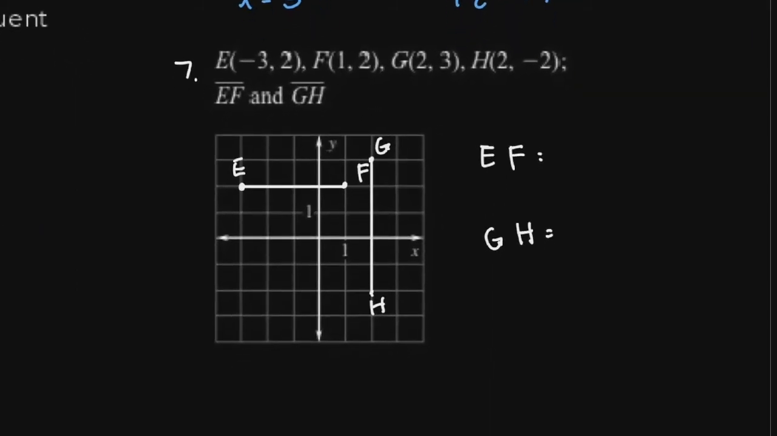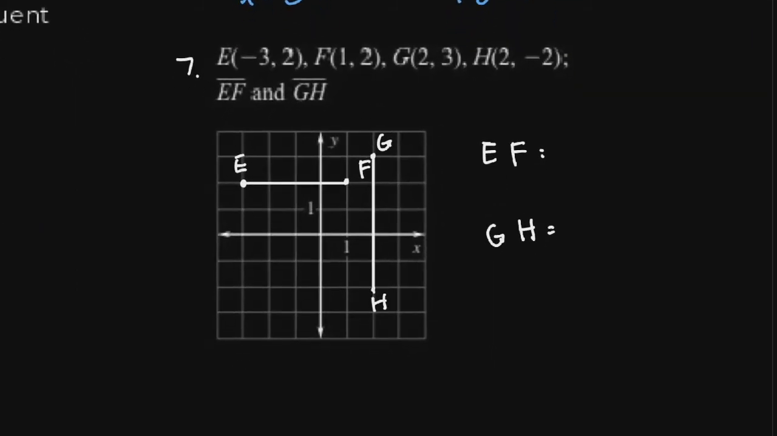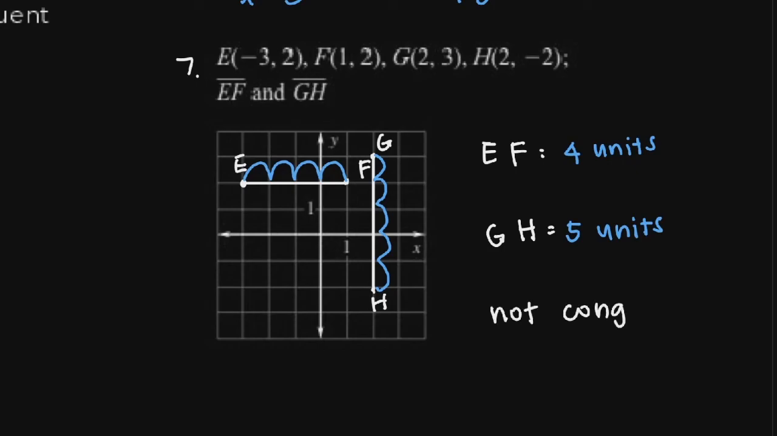Next we have EF and GH. So the distance of EF would be 1, 2, 3, 4. So this is 4 units. And the distance for GH would be 1, 2, 3, 4, 5. So 5 units. So that means they are not congruent because they don't have the same length.